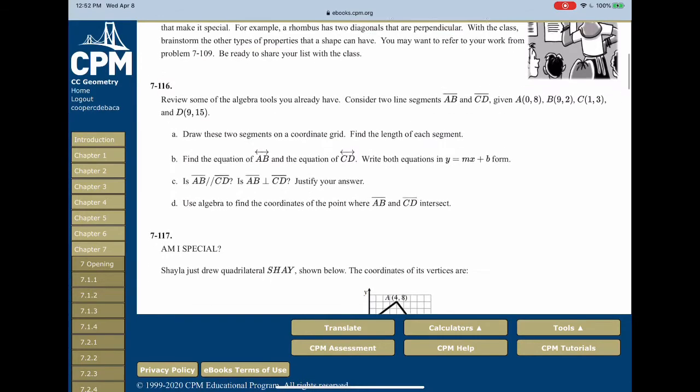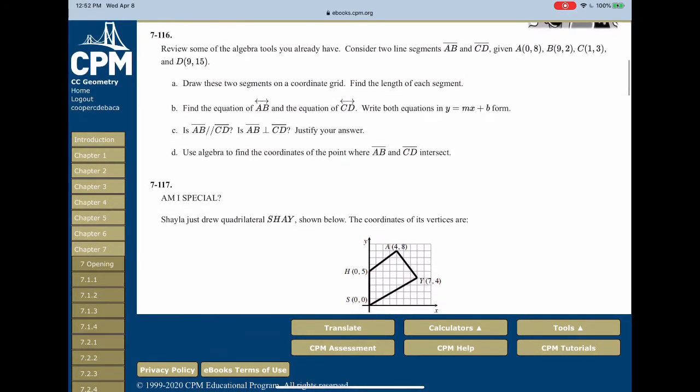Now on to problem 7-116. I'll go ahead and read it. Review some of the algebra tools you already have. Consider two line segments, AB and segment CD, given those following 4 points. Draw these two segments on a coordinate grid. Find the length of each segment.